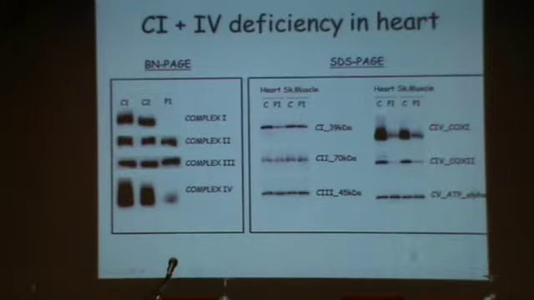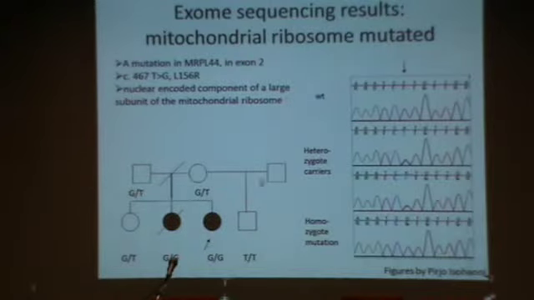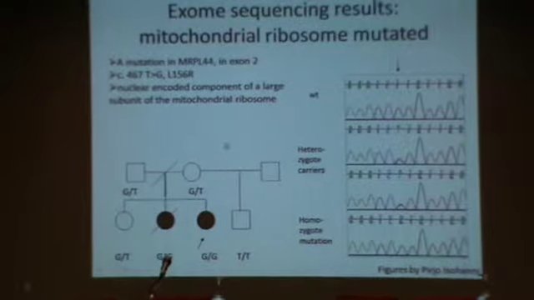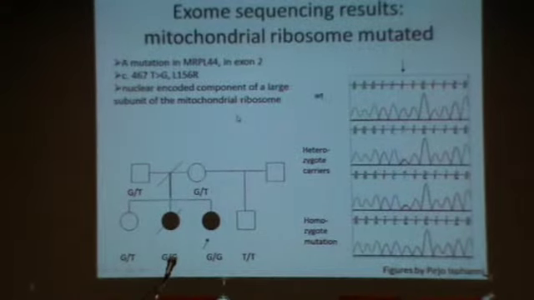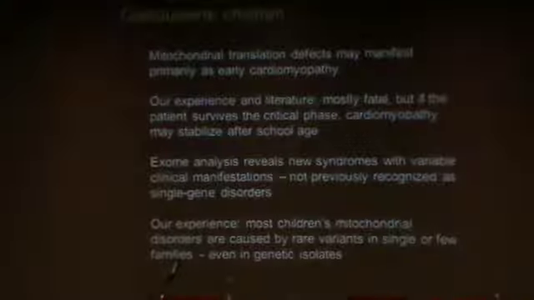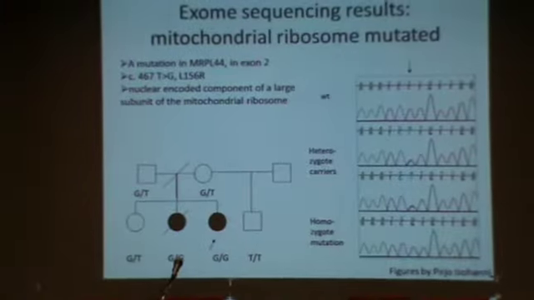Also, in this patient who had a severe disease, we found a complete complex 1 deficiency, and also a very severe complex 4 deficiency. So it was clearly a respiratory chain defect. And when we did the exome analysis, we could find mutations in the mitochondrial ribosome, the L44 subunit. And this seems to be an emerging gene.